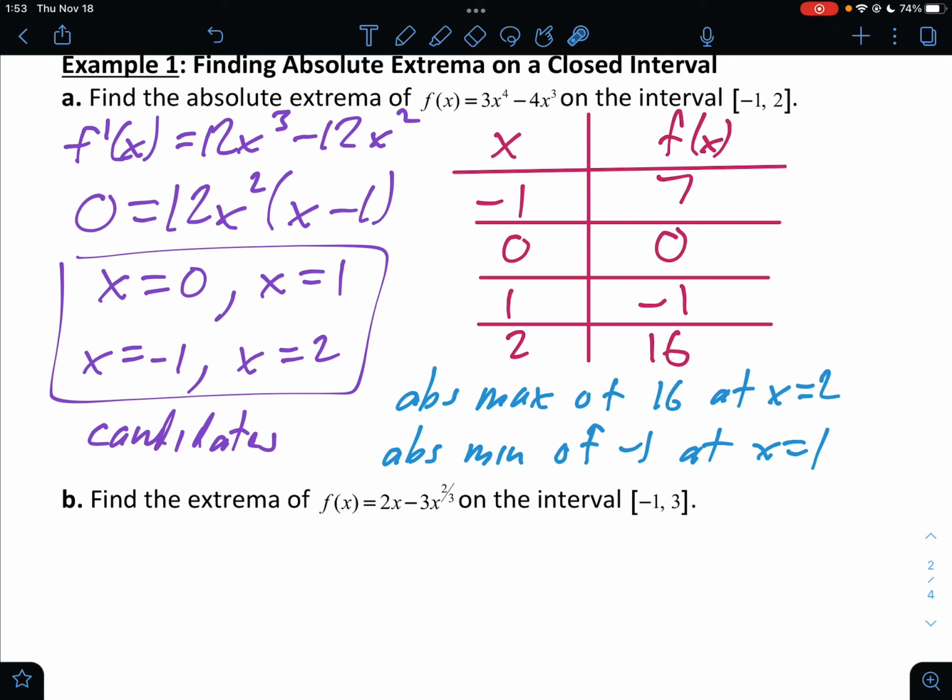The only reason why we're using these four numbers is we're using these two because they're endpoints, and we're using these two because they're critical points. That's the reason why we're using these numbers in our table. Okay?